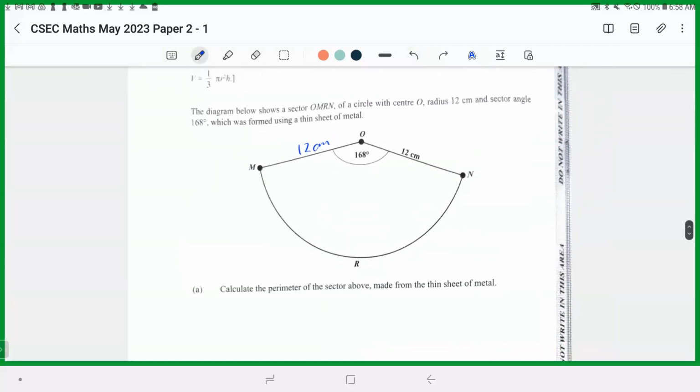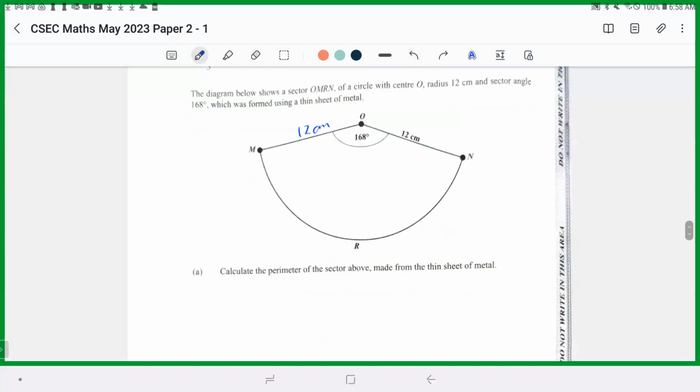It's made from a thin metal sheet. So we want the perimeter. The perimeter is the distance around it: 12 plus the arc plus the 12. So basically two 12s plus the arc length. That gives us the perimeter. So the perimeter is the arc length plus 2 times the radius.